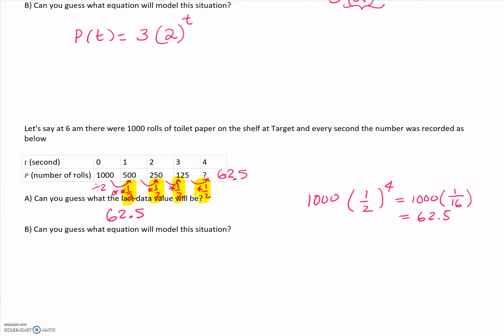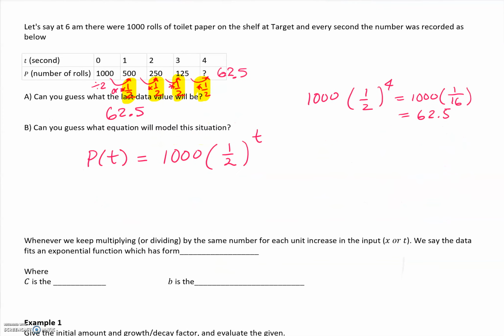So what would the equation for this guess be? Again, P of t, our number of rolls, would end up being 1,000 that I started off with, and then I kept multiplying it by 1/2, and I did that t times over and over depending on which second I was at, the tth second.